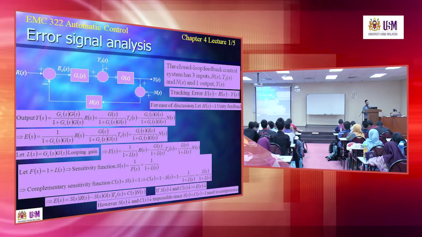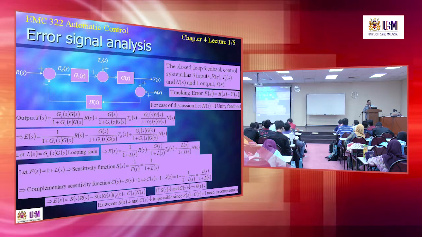Because the sensitivity and the complementary sensitivity function are basically contradicting. If we reduce one of them, the other one will increase. If we increase the other one, the former one will increase. So that's why reducing both the sensitivity function and the complementary sensitivity function is impossible, since we have this equation.